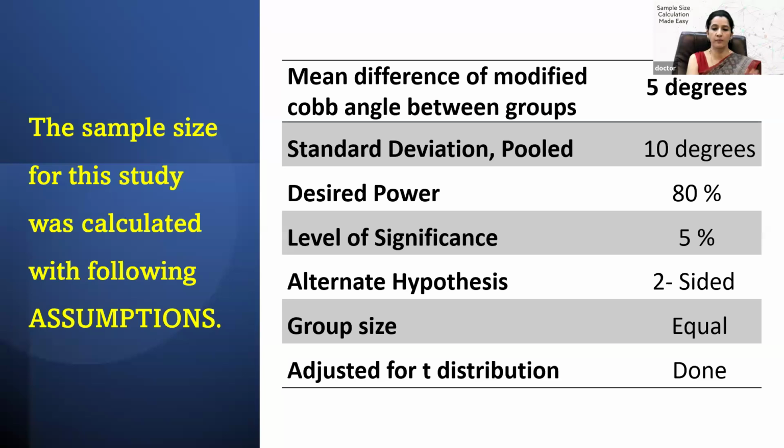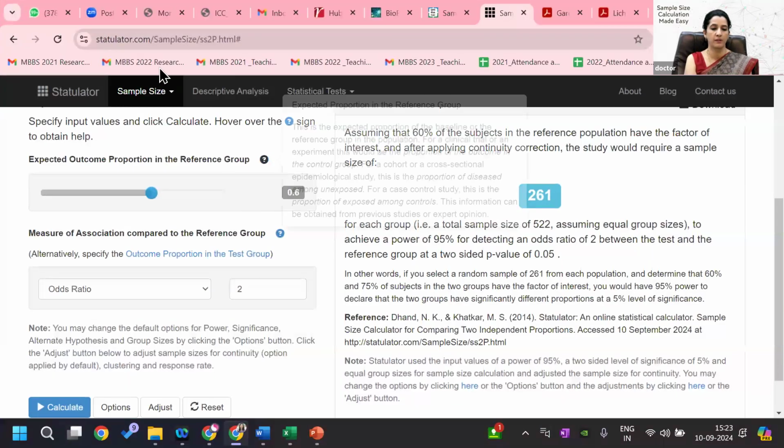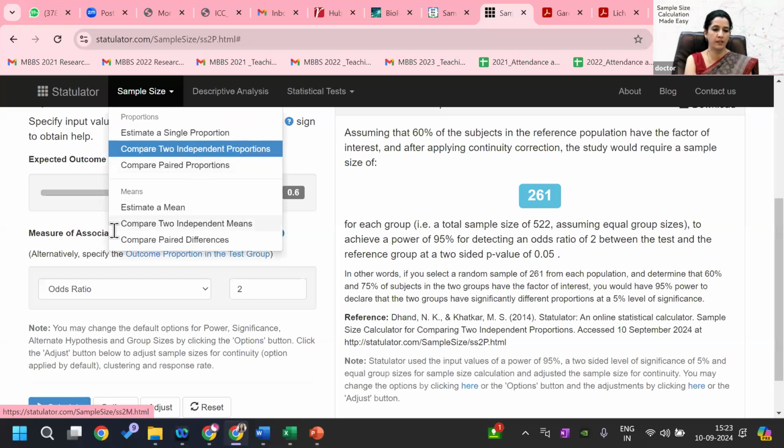So what input are we using? In this case, the mean difference in the modified Cobb angle between groups is 5 degrees. The pooled standard deviation is 10 degrees. Again, the power is 80% and 5%, which is the usual thing. So I'll go to Statulator and use the formula for mean difference. If you come to sample size, you can see here the option of comparing two independent means. Can you see this? I'll click this.